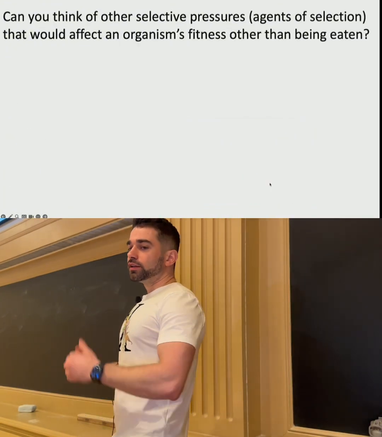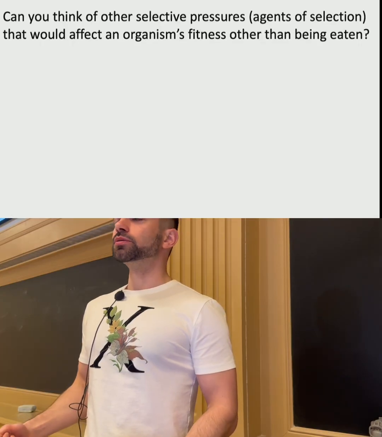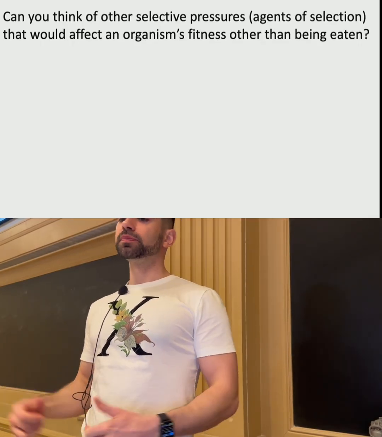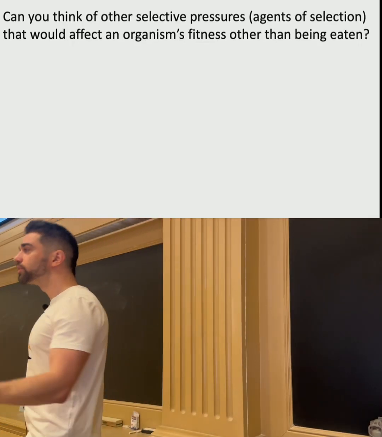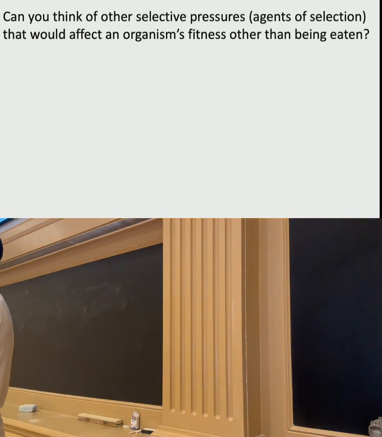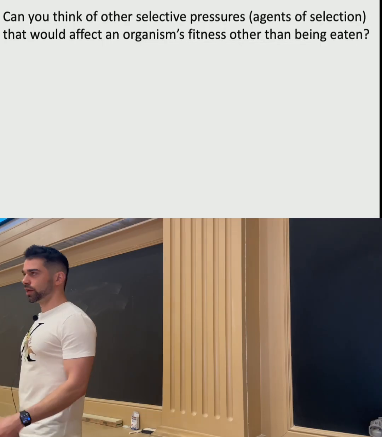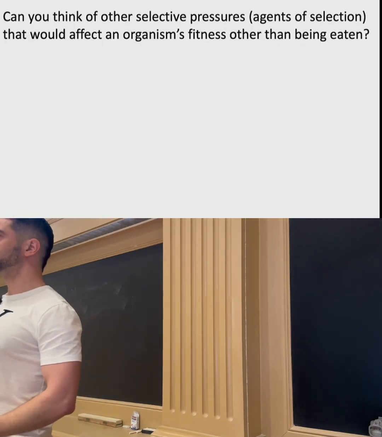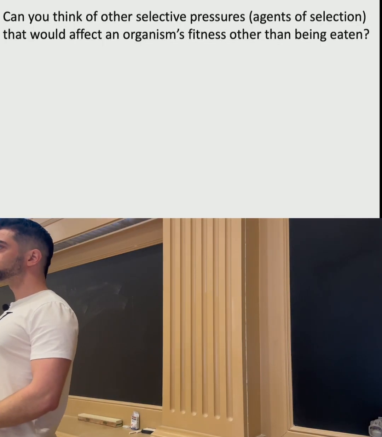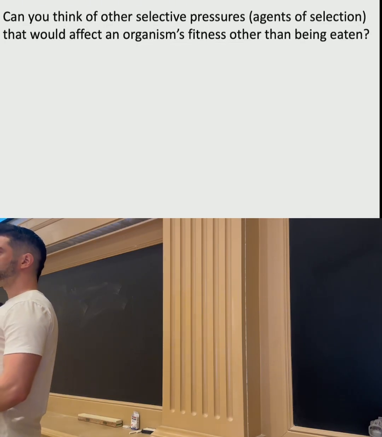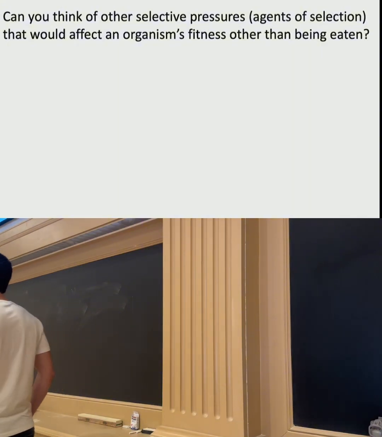Okay. Can you think of other selective pressures, we call these agents of selection, that would affect an organism's fitness other than just being eaten? Does anyone have an idea? Yeah. Environmental pressures like temperature. Yeah, temperature or any environmental variable. So maybe environmental pressures. Anything else you guys can think of? Yeah. Access to resources like food and water. Yeah, access to resources.